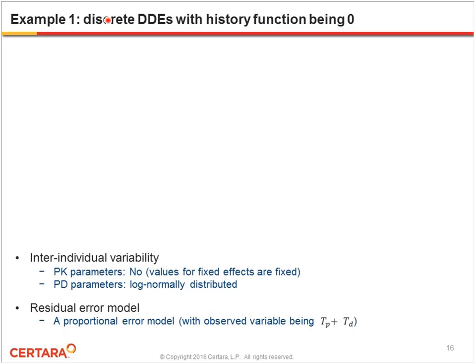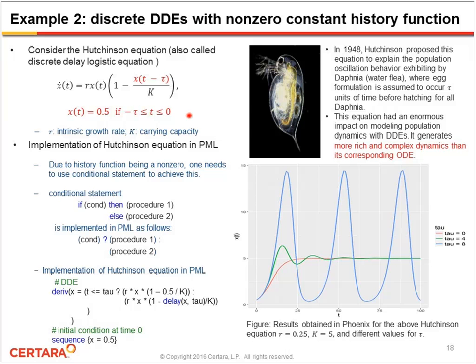Now here, I want to show you how to use the delay function to numerically solve discrete DDEs with a non-zero constant history function. The example used to demonstrate is the so-called Hutchinson equation, given by this one. R here denotes the intrinsic growth rate, and K denotes the carrying capacity. We see that if there's no delay here, then this is basically a logistic growth equation. That's why this equation is also called the discrete delay logistic equation.